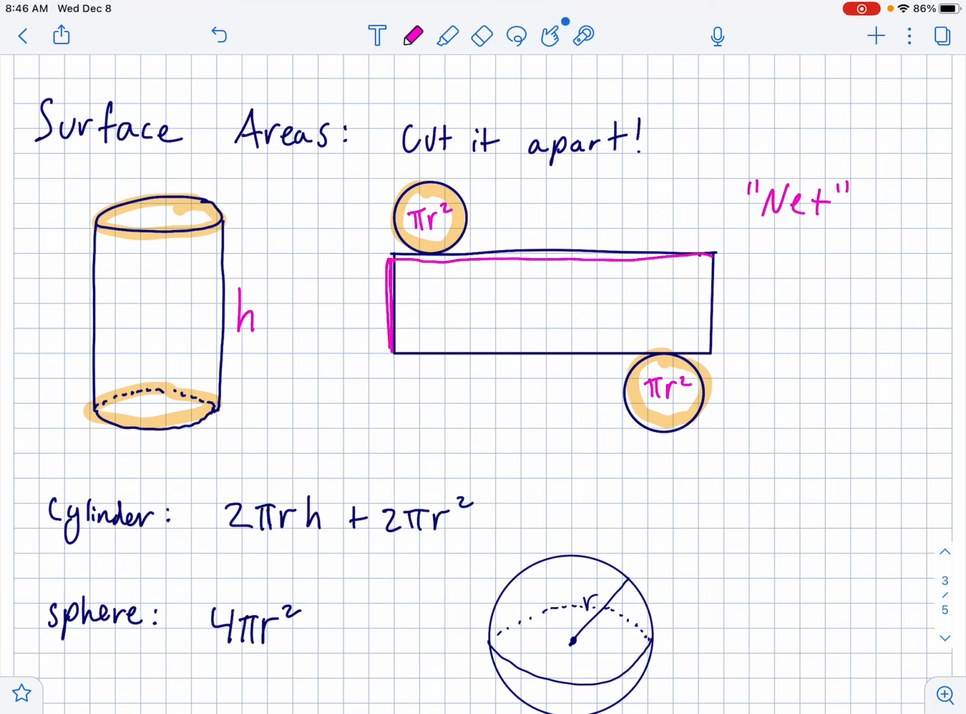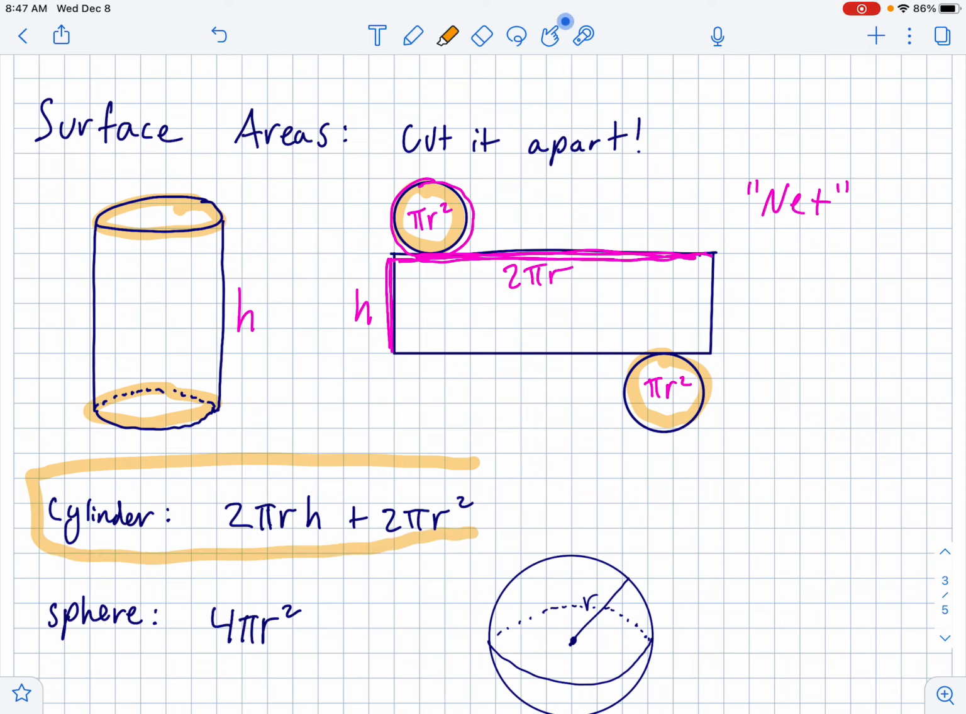Now the length is from the original height of the can over here. So that's going to be an h. But then the width is essentially the circumference of the circle. So if you snip the outside of a circle and unroll it along this top side here, that will be 2 pi r. So the area of this rectangle is 2 pi r times h.